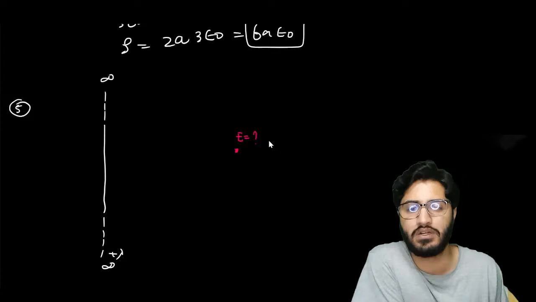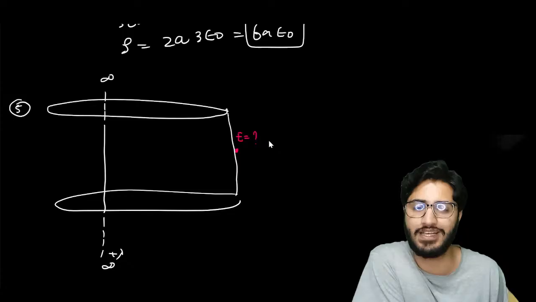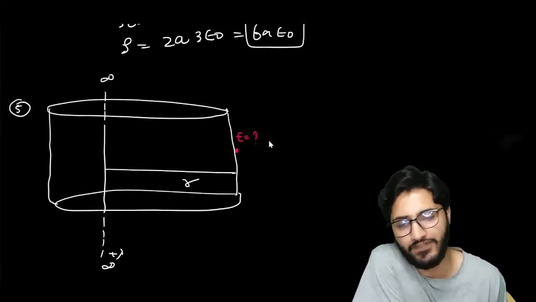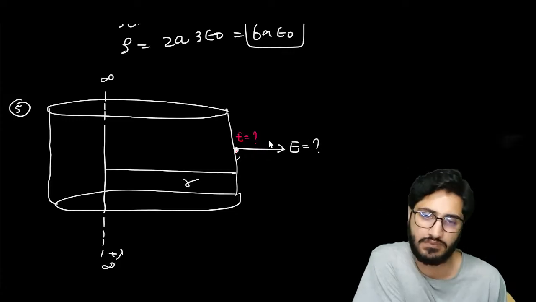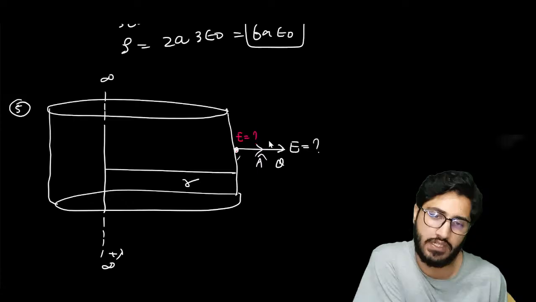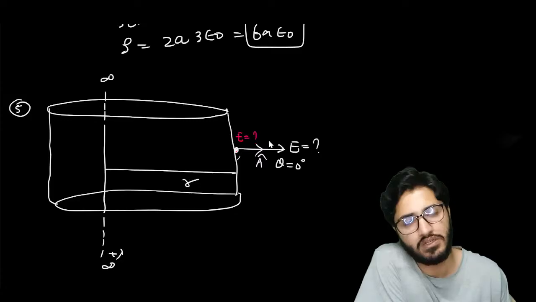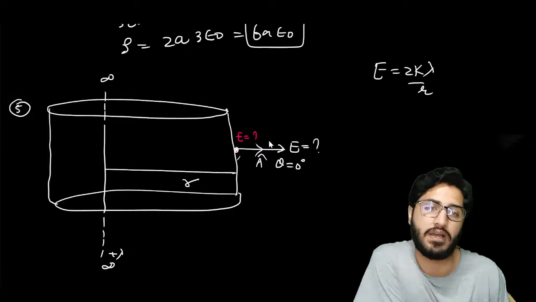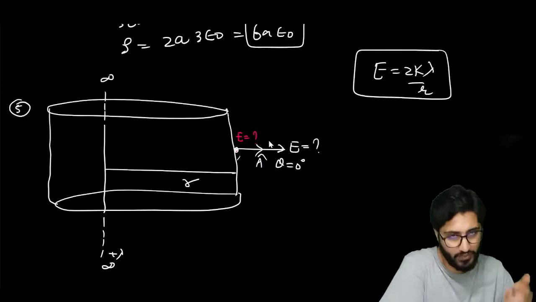What to do? Just make a cylinder with radius r. It is infinite, no? Look, the electric field will be outwards and the area will be outwards, so theta is 0 degrees. We had done this one, no? So the electric field is equal to 2k lambda by r. We can prove it also now.